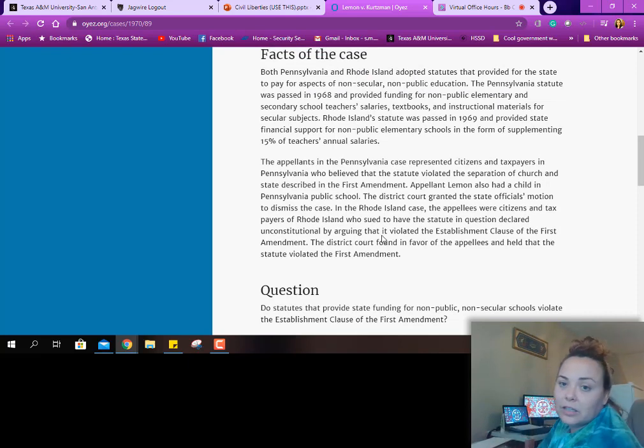In this case, they are looking simply at the idea of taxes being provided to private religious institutions, like a private Catholic school or a private Christian school in Rhode Island and Pennsylvania. Pennsylvania had a statute that provided these public funds to the private religious institution to pay for salaries of the teachers, textbooks, and instructional material for secular subjects like math or English. The Rhode Island statute was passed the next year and provided financial support, supplementing 15% of the salaries, and that's it.